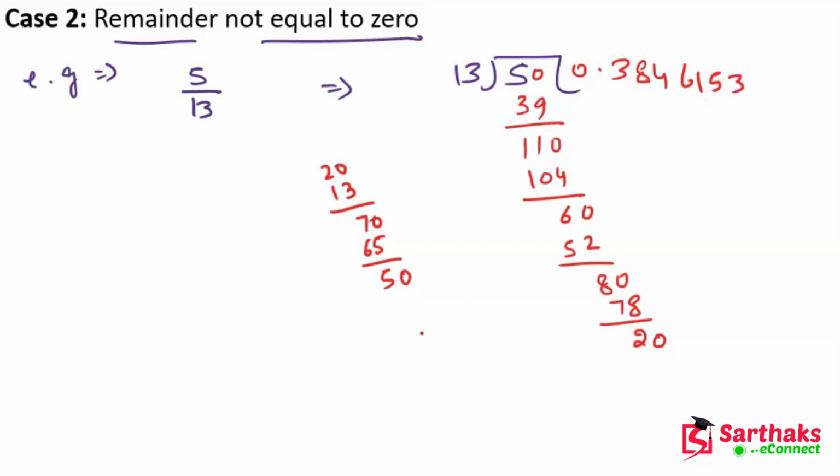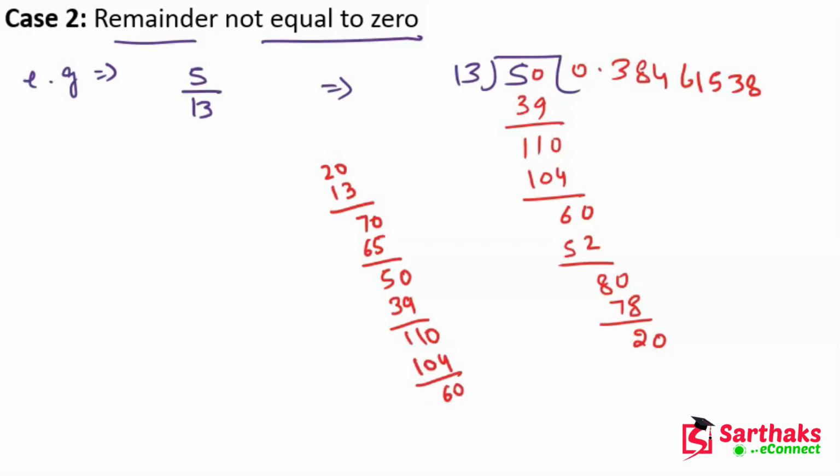Now 13 3s are 39 and if we subtract 39 from 50, we get 11. Okay, and here is 0. Now if you observe this, the digits will repeat after this. So now you can see that 13 8s are 104. Okay, and we get 60.